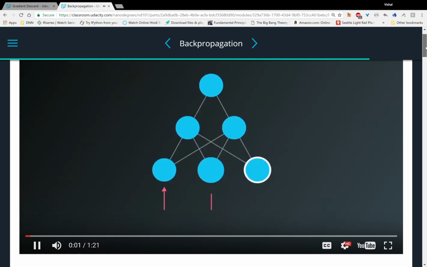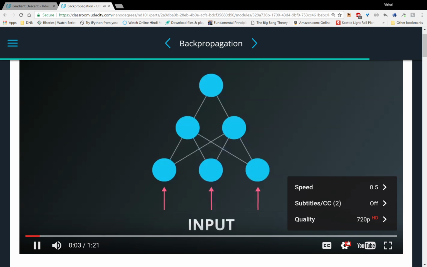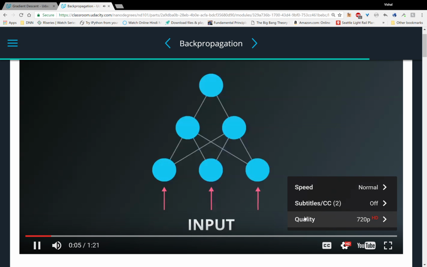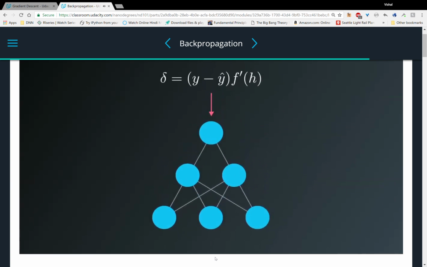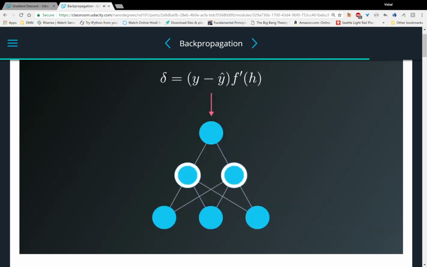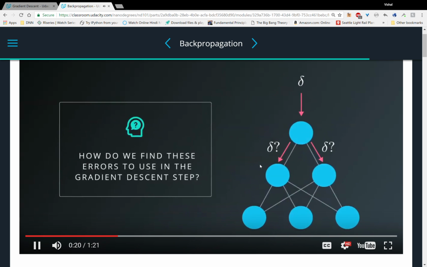Now we're dealing with multiple layers, and we'd still like to train the network with gradient descent. From before, we know how to calculate the error in the output node. We can use this error with gradient descent to train the hidden to output weights. But to train the input to hidden weights, we need to know the error caused by the units in the hidden layer. Right. How do we find these errors to use?